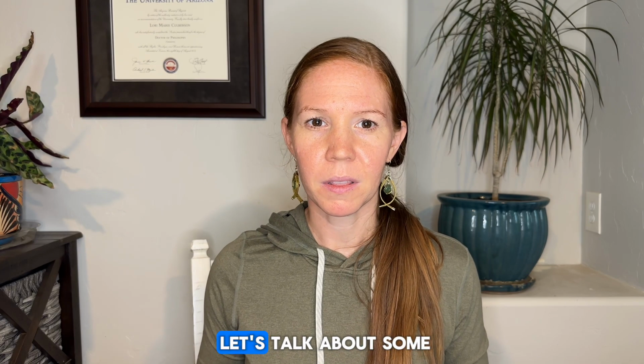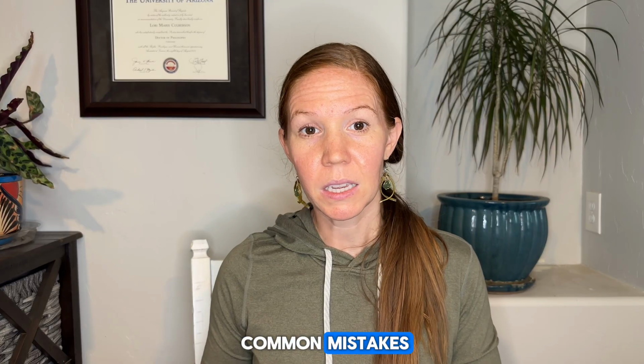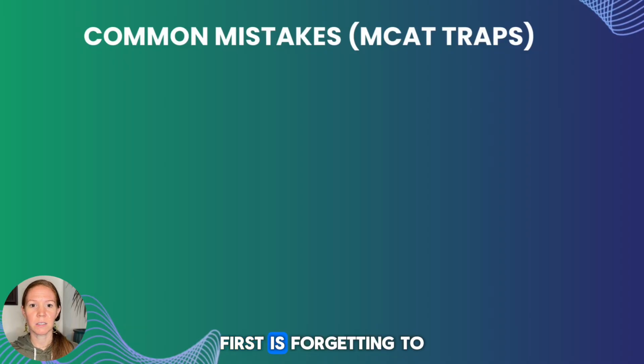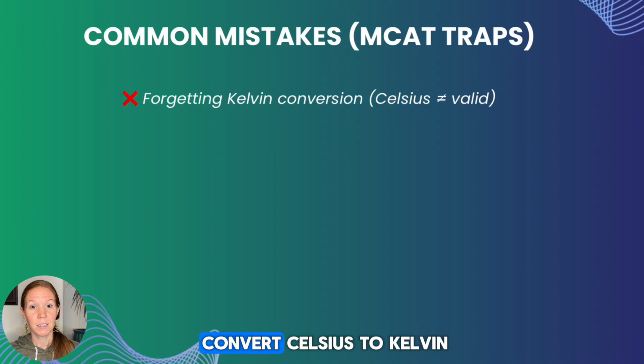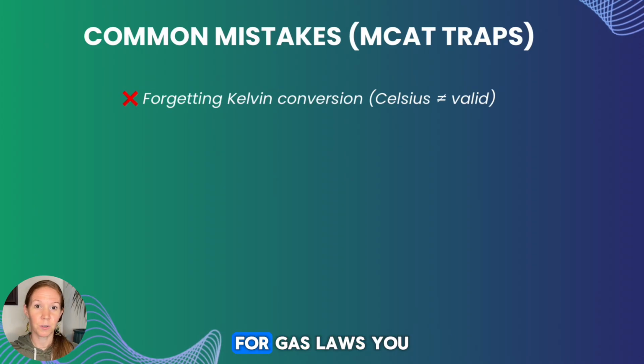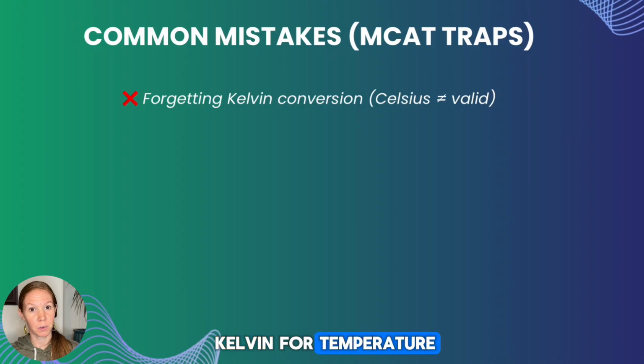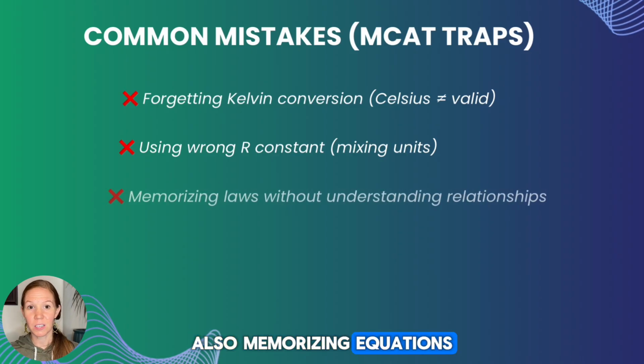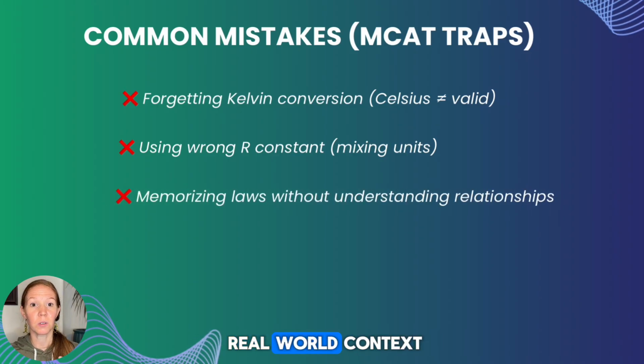Before we wrap up, let's talk about some common mistakes that students make on the exam. First is forgetting to convert Celsius to Kelvin. For gas laws, you always have to add 273 and make it Kelvin for temperature. Another one is using the wrong value of R for the units in the question. Make sure you pay attention to that. Also, memorizing equations without linking them to real-world contexts. The MCAT will almost always tie gas laws to biology.